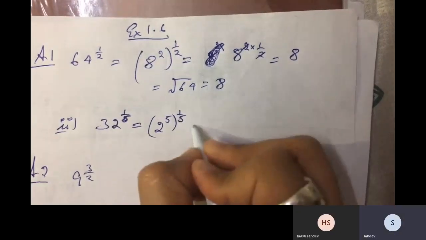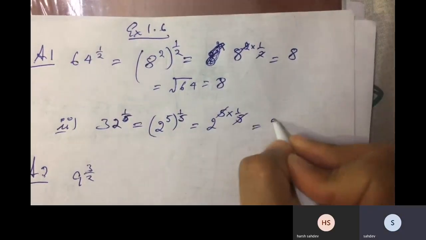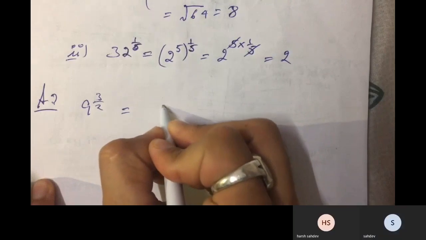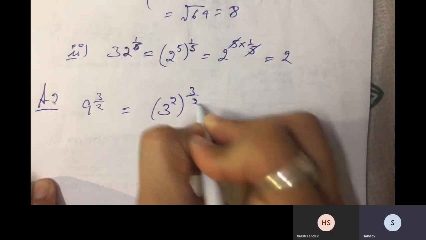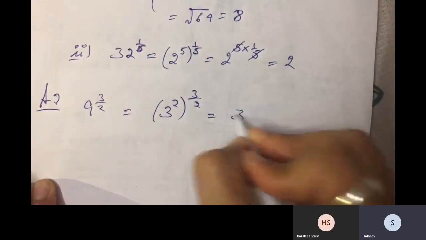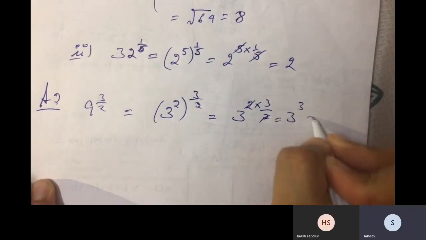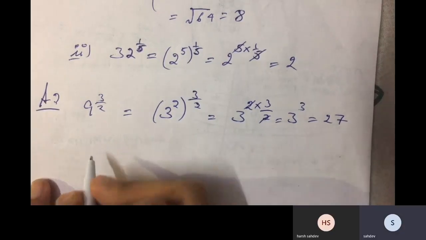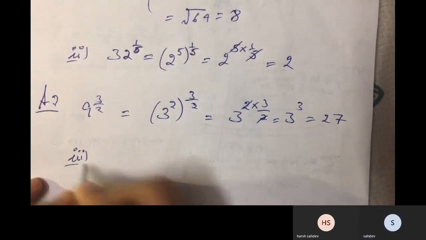How can we solve this? Now again it will be 2 raised to 5 into 1 by 5. 5 and 5 cancel, the answer will be 2. Now find the value of this one. Again this we know, this will be 3 raised to power 2, raised to power 3 by 2, and we can solve it further. 2 into 3 by 2 will give you 3 raised to power 3, that is 27.